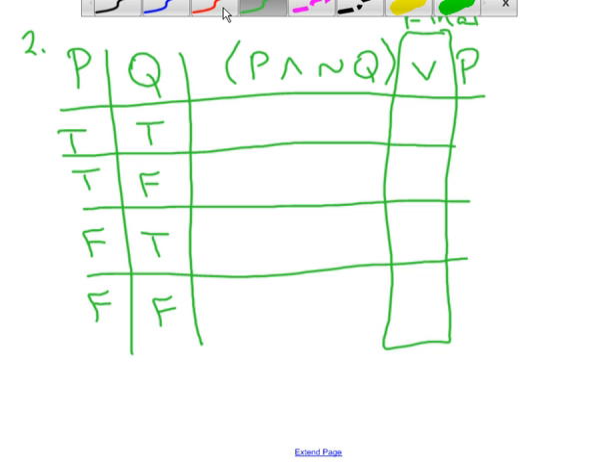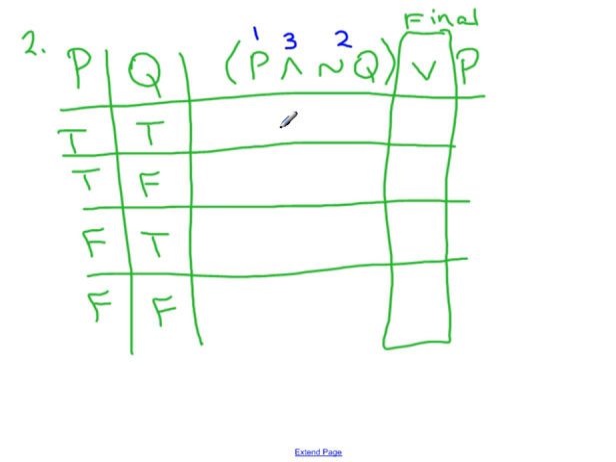Alright, now what we want to do is number our columns. So we always need to finish the left side of the final first. So the first thing we're going to do is column P. The next thing would be not Q, so that's column 2. We'll finish up the left side by evaluating the conjunction. That's column 3. You're finished with the left side of the final, so move to the right. On the right side, all we have is column 4, P. And then, of course, the final.